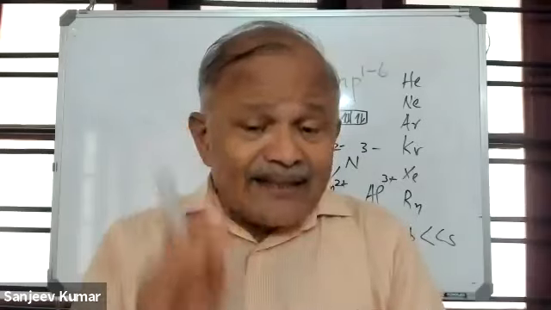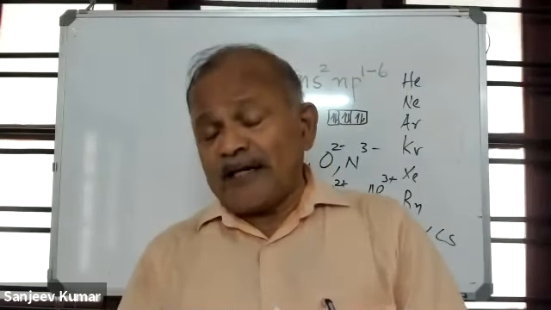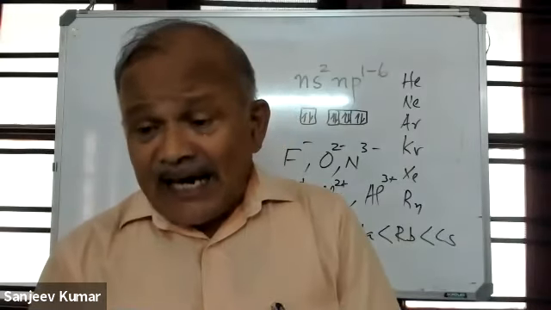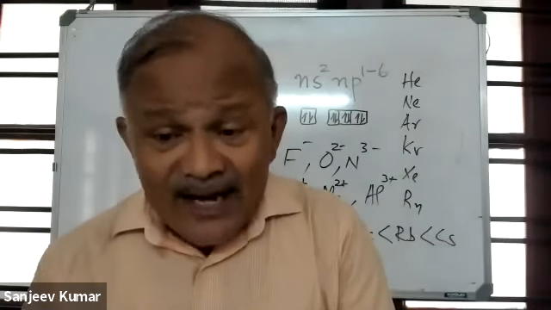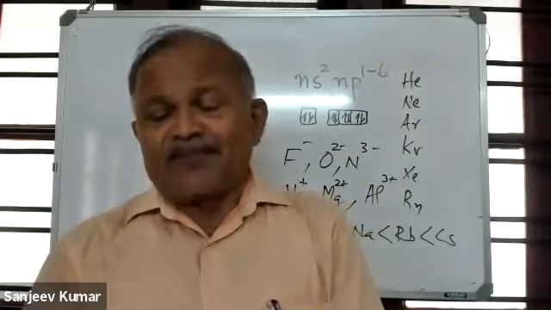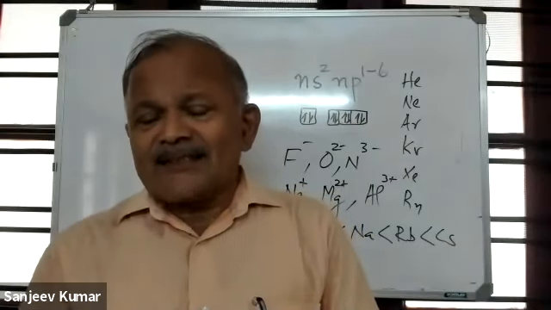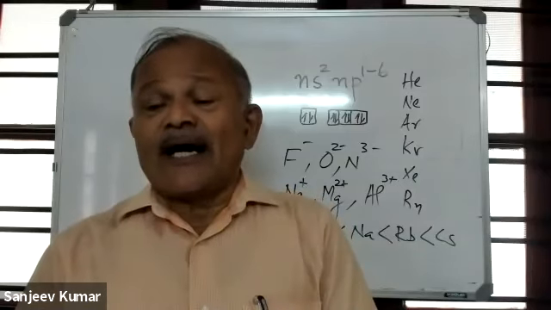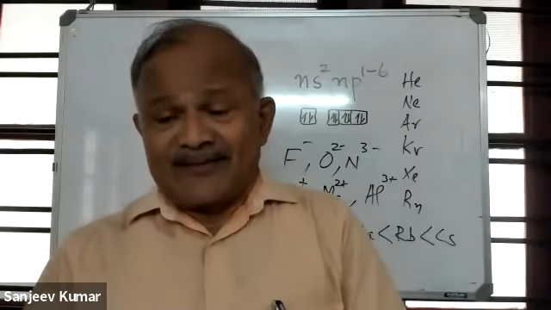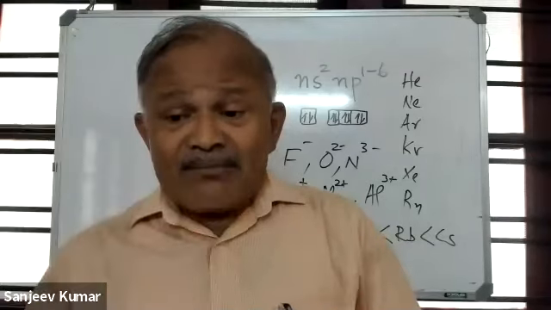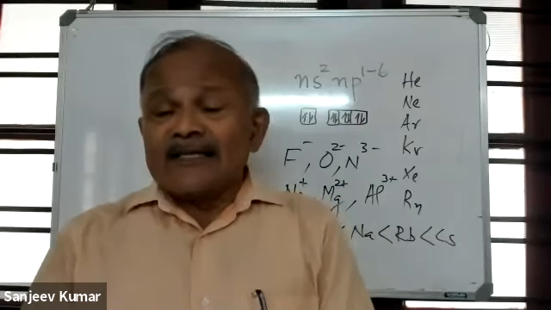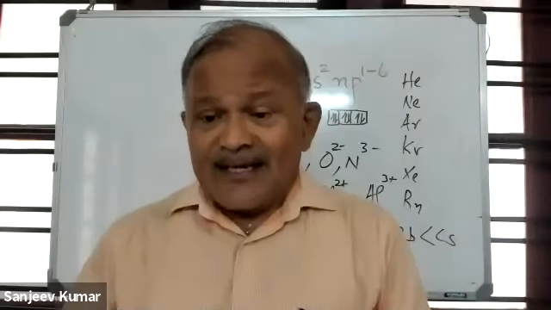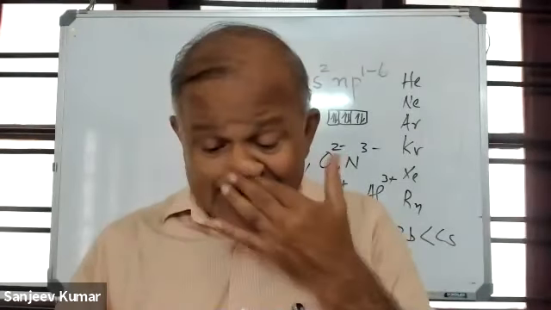That is, alkali metals, the first group elements, have the lowest electronegativity, and halogens have the highest electronegativity. Among the halogens, the order is fluorine, chlorine, bromine, iodine, and therefore the highest value is for fluorine. Among all the elements in the periodic table, the electronegativity is maximum for fluorine.